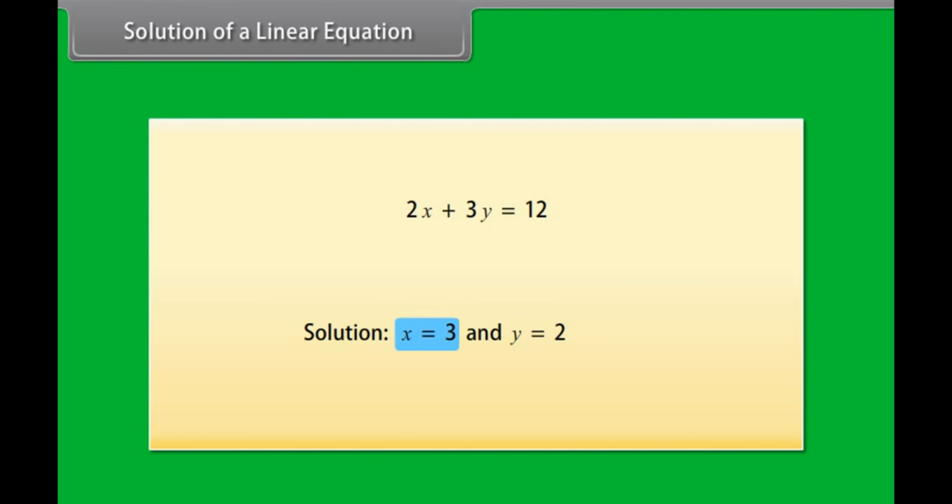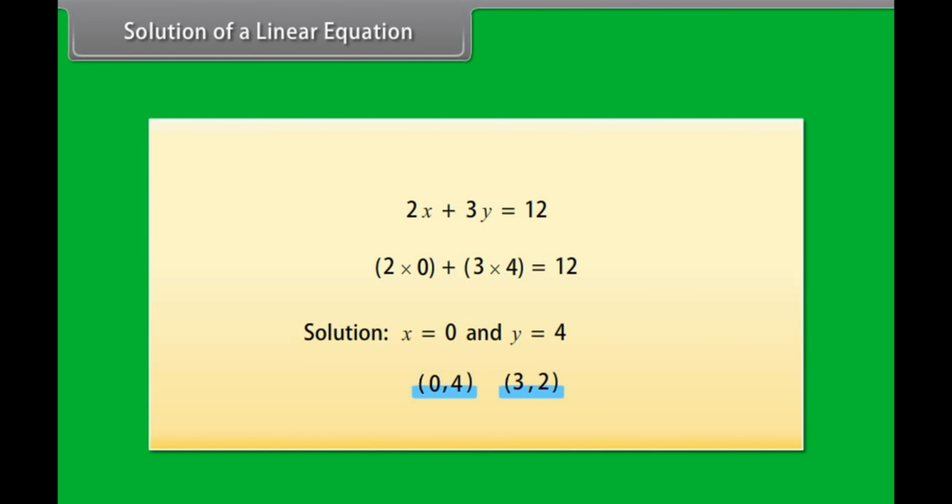Here x is equal to 3 and y is equal to 2 is a solution because when you substitute x as 3 and y as 2 in the equation above, you find that the answer becomes 12. We can also write this solution as (3, 2), because the value of x here is 3 and the value of y is 2. Similarly, (0, 4) is also a solution for this equation because when you substitute x is equal to 0 and y is equal to 4 in the equation, you find that the answer becomes 12.